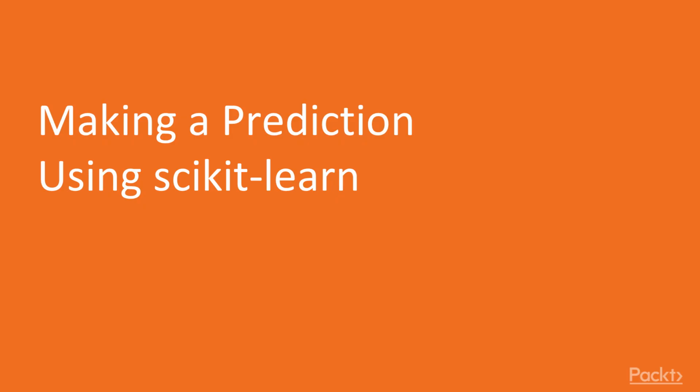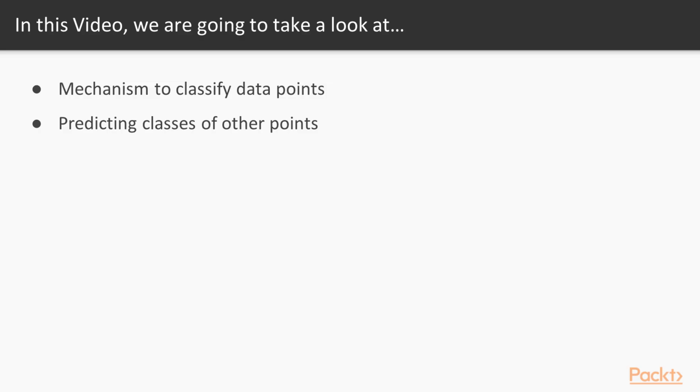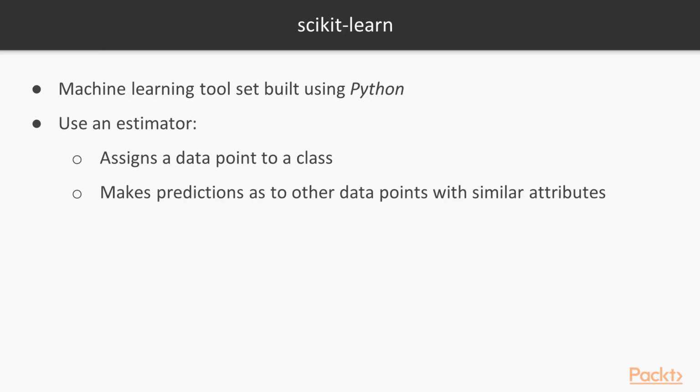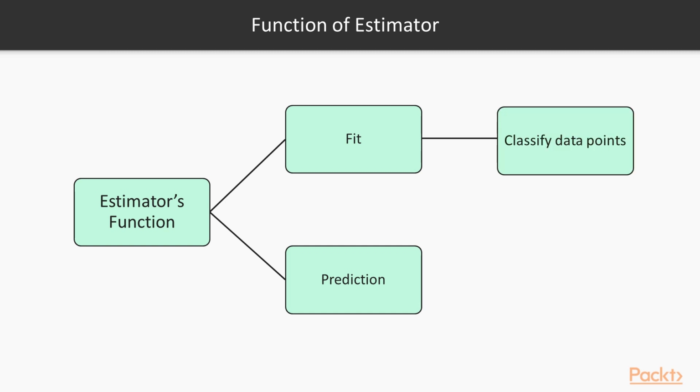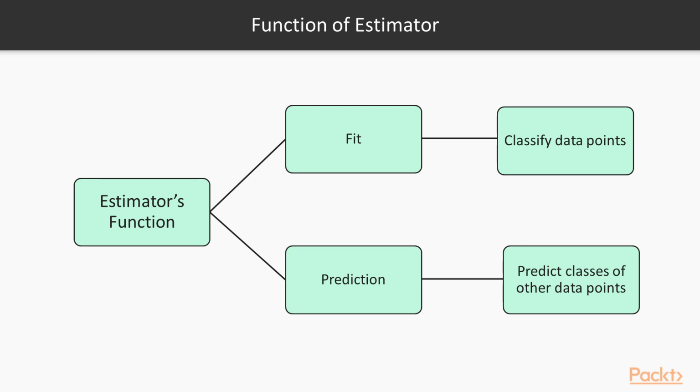Now, we move on to the first video of this section that deals with making predictions using scikit-learn. In this video, we're going to take a look at a mechanism to classify data points and predict classes of other points. Scikit-learn is a machine learning toolset built using Python. We use an estimator that assigns a data point to a class and makes predictions as to other data points with similar attributes. In scikit-learn, an estimator provides two functions, fit and predict, providing mechanisms to classify data points and predict classes of other data points, respectively.